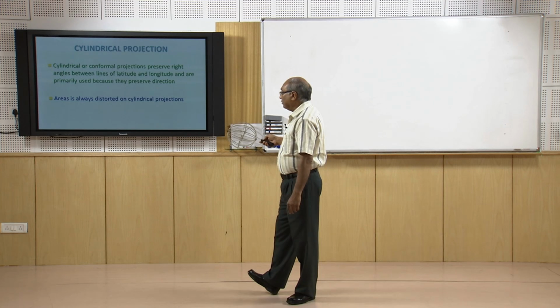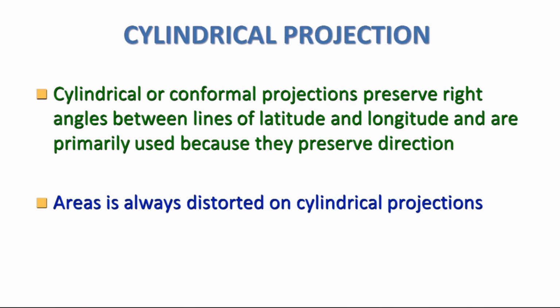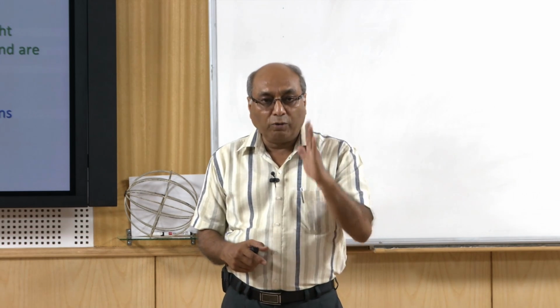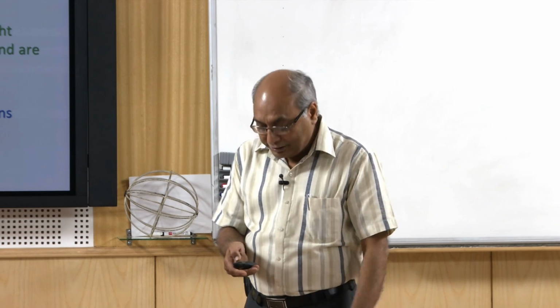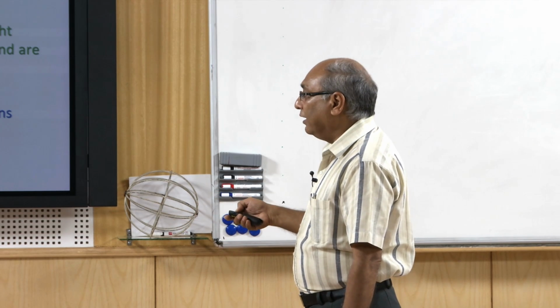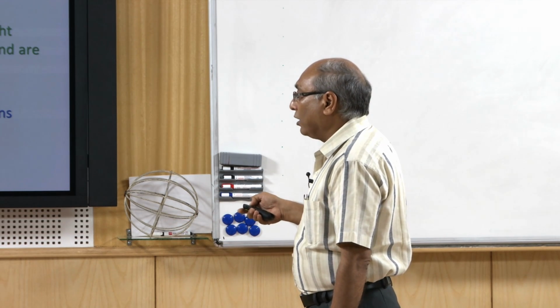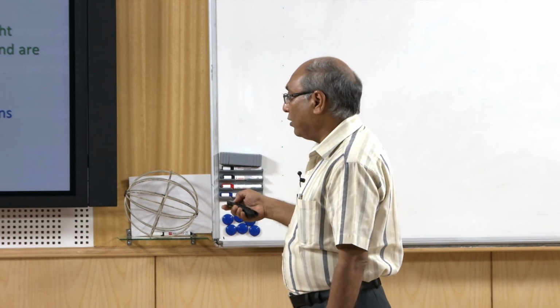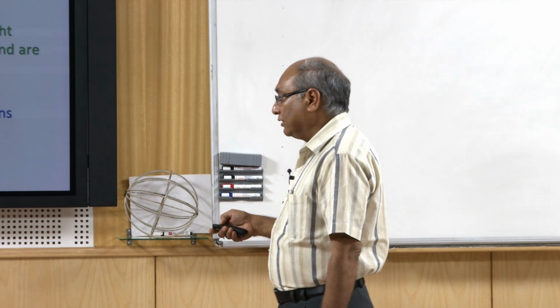There are other issues here. The cylindrical or conformal projection preserves right angles between lines of latitude and longitude, and is primarily used because it preserves direction. If all cells are represented as rectangles, with longitude lines vertical and latitude lines perfectly horizontal, then you have this right angle preservation, and therefore you preserve direction. That is, north, east, west and south all remain intact in cylindrical projection.